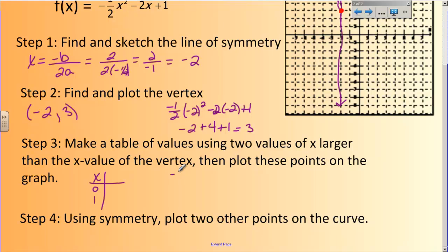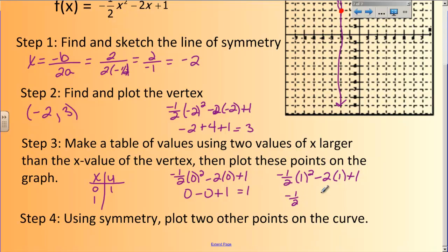So let's do the 0 first. I have negative 1/2 times 0 squared minus 2 times 0 plus 1. This is going to be 0, this is going to be 0, and that's going to be 1. That just gives me 1. So y, when x is 0, is 1. Then if x is 1, I plug it into here. So I have negative 1/2 times 1 squared minus 2 times 1 plus 1. 1 squared is 1 times negative 1/2 is negative 1/2 minus 2 plus 1. Since order doesn't really matter here, negative 2 plus 1 is negative 1, and then negative 1 and negative 1/2.